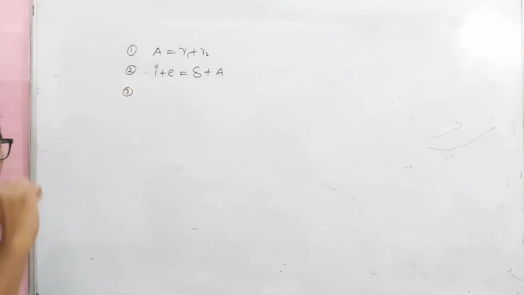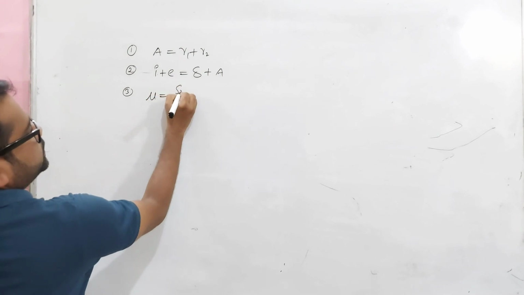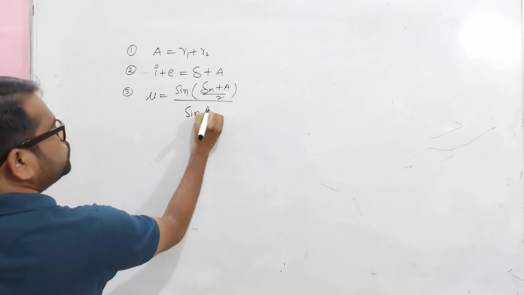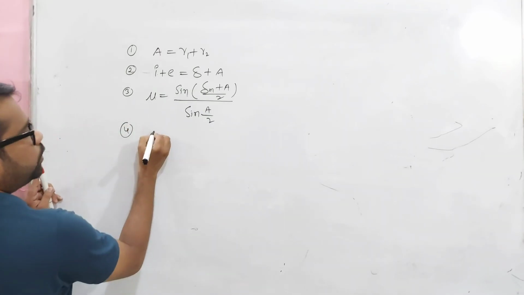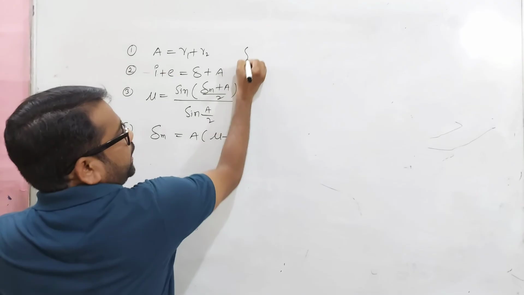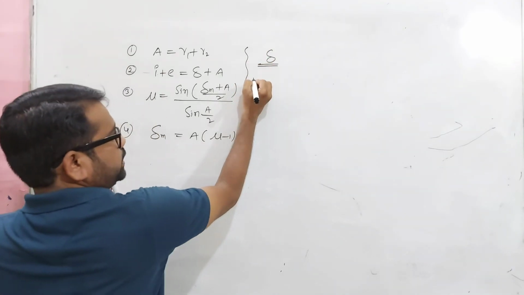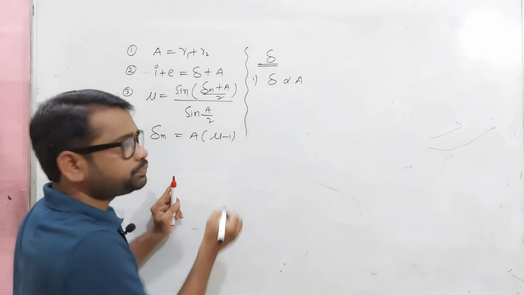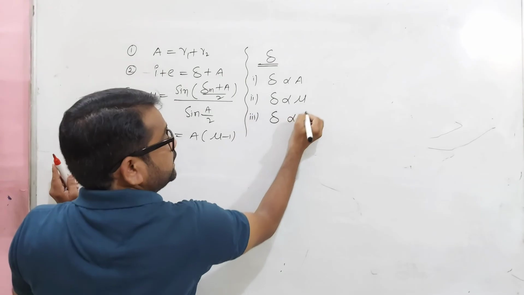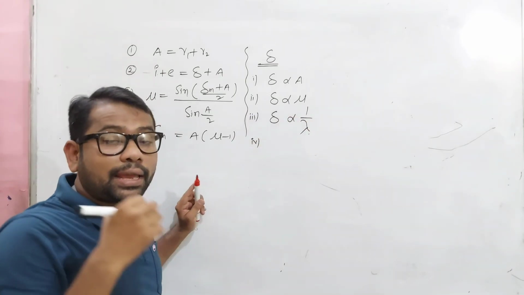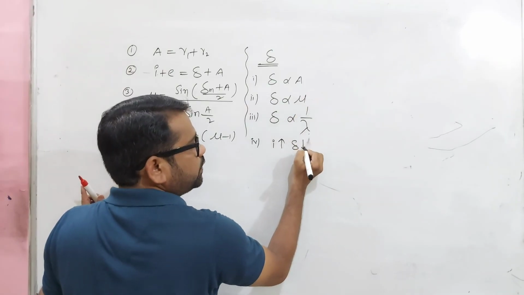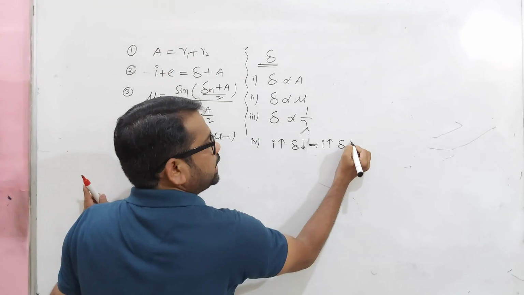And the third one, what we got finally, mu is equal to sine of (delta m plus A) by 2 divided by sine of A by 2. And for very thin prisms, we got delta minimum is equal to A into (mu minus 1). After that, we discussed the factors on which the angle of deviation depends. Angle of deviation is proportional to the angle of the prism, proportional to the refractive index, and inversely proportional to the wavelength. But what about the angle of incidence, children? Initially, when the angle of incidence increases, deviation decreases. Further on increasing the angle of incidence, the angle of deviation also increases.